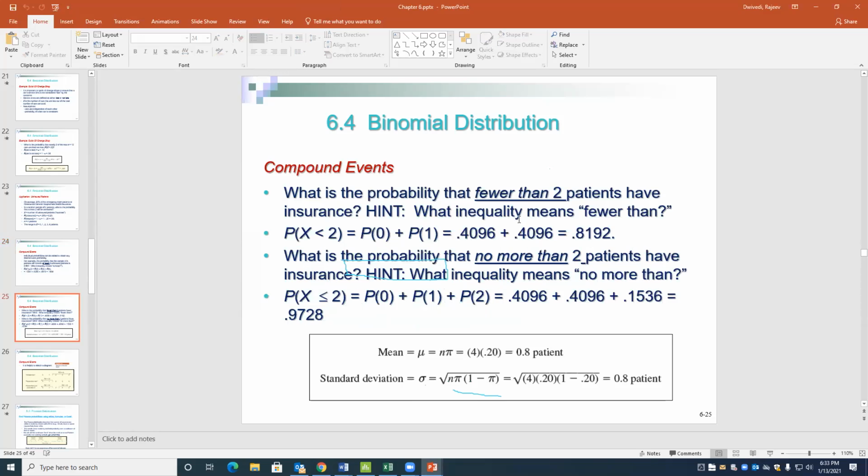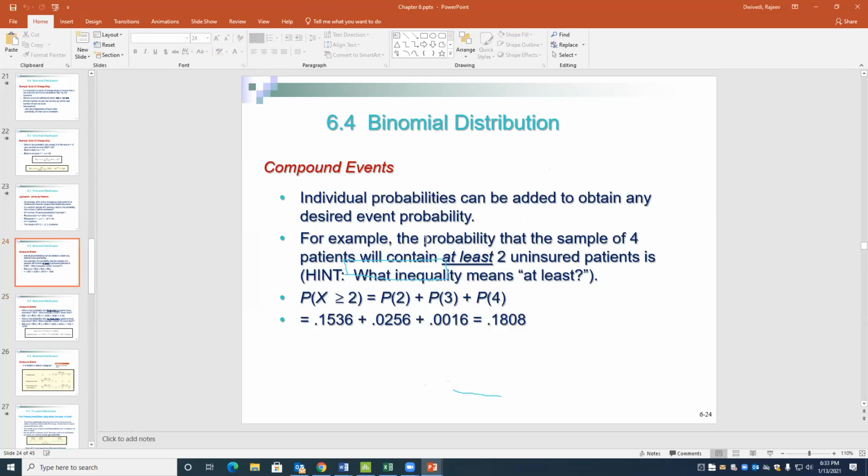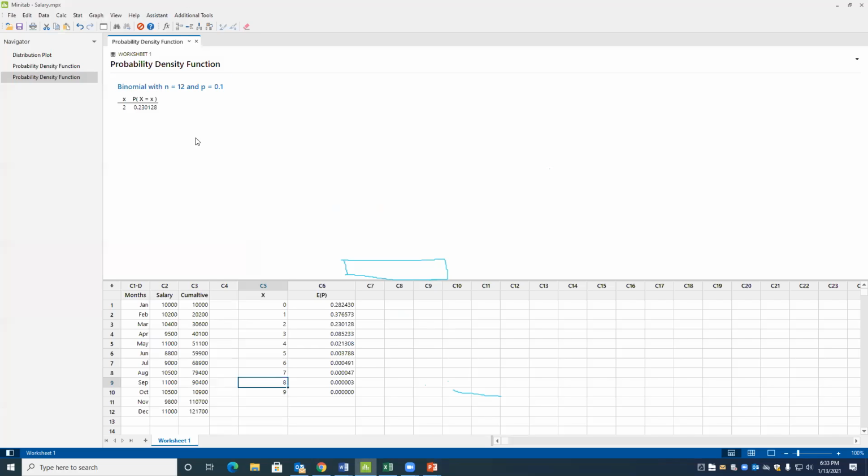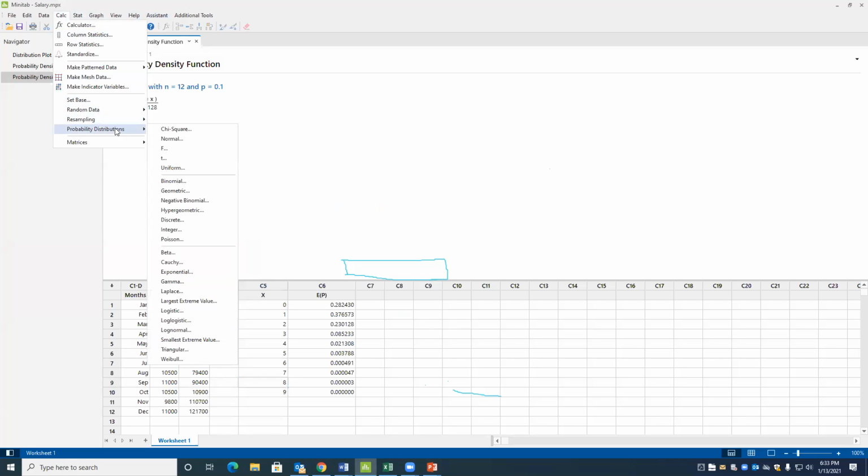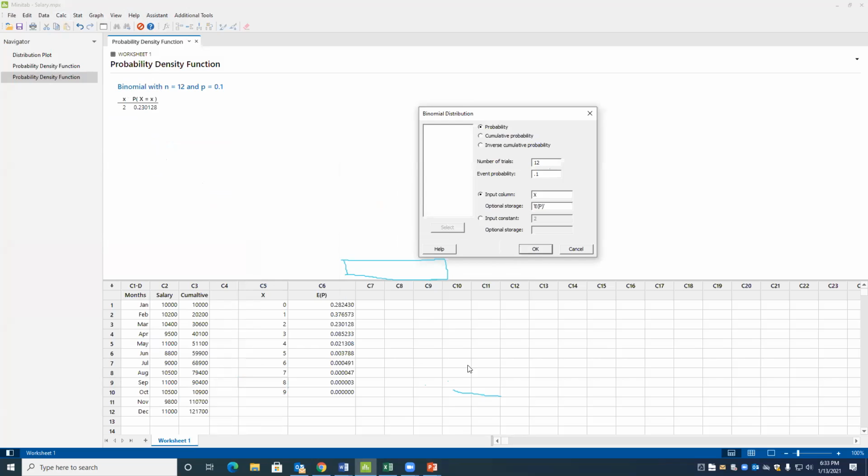Using the CDF function. So very simple. So I'm just going to do this. I go here under calculate again, probability distribution, binomial. And now the number of trials is 4 patients, event probability is 20%. And now this is the cumulative function. Input is asking at least 2. Then what I need to do, I need to put 1.